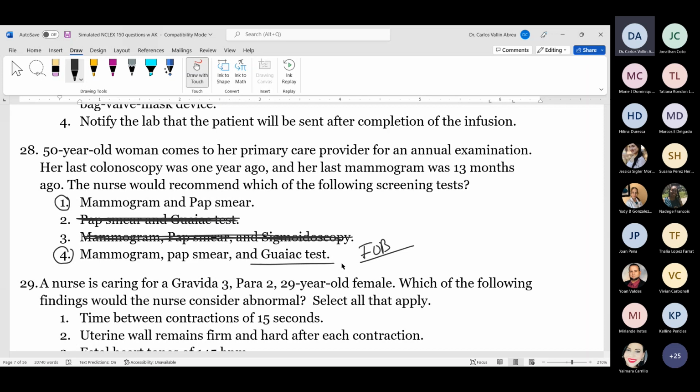The American Cancer Society and American College of Obstetricians and Gynecologists recommend that women age 50 and over should have annual pap smear and mammogram. The recommendation for annual pap smear has changed, but it's probably due for her. And colonoscopy every 10 years with fecal occult testing annually. Okay, so this is a detail.